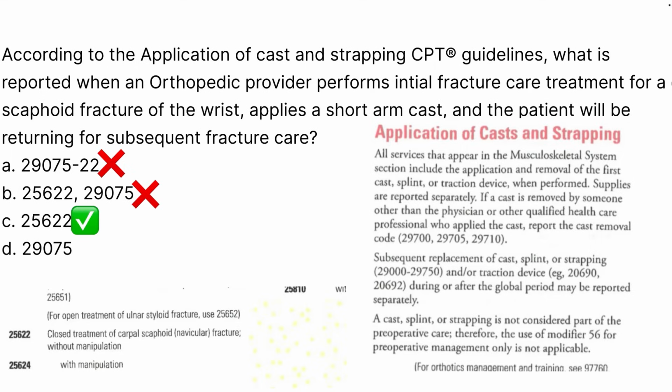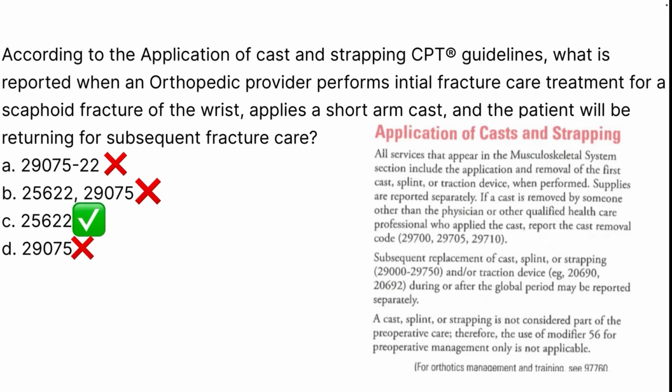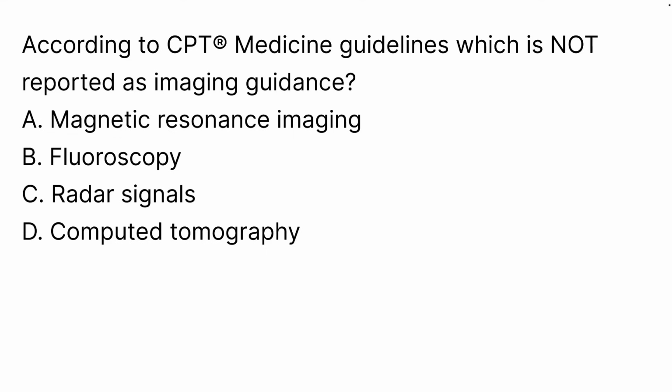Option D is also incorrect. Alone, this only codes cast application, not the fracture treatment. Simply put, the first cast is included in fracture care. Only subsequent or externally removed casts are reported separately. Understand? Next question. According to CPT medicine guidelines, which is not reported as imaging guidance?